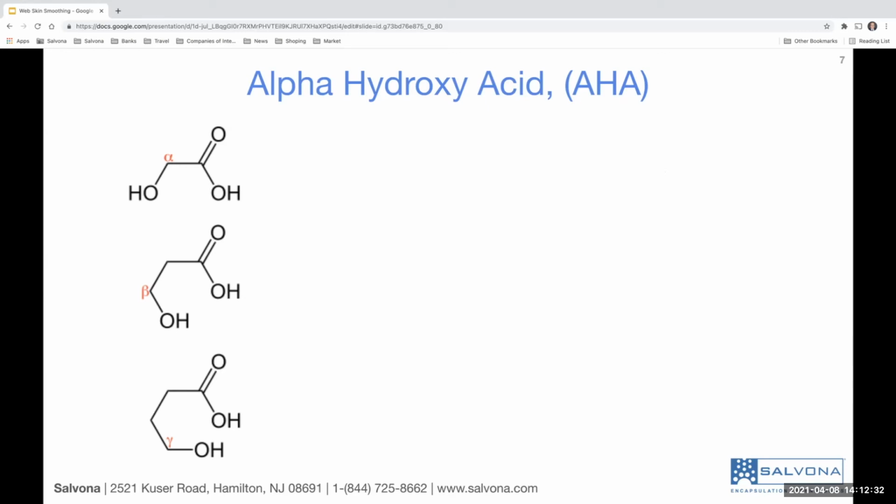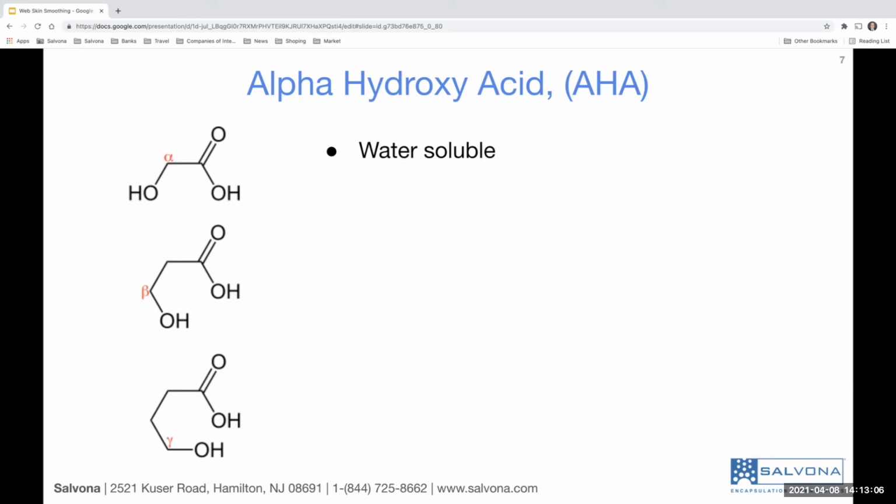So the first group of actives that you probably are familiar with, I just review it shortly, is the group called alpha hydroxy acid. And what's unique about this? You see the carboxylic group, and the hydroxylic group is on the first carbon, that's why it's called alpha. When it's on the second carbon, it's called beta. When it's on the third, it's called gamma. Of course, alpha and beta are more common in the cosmetic industry.